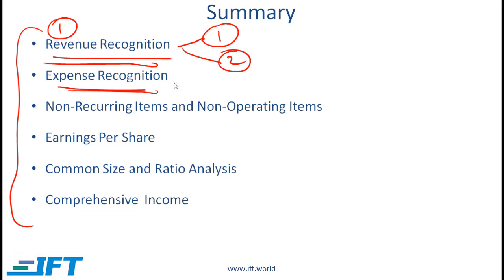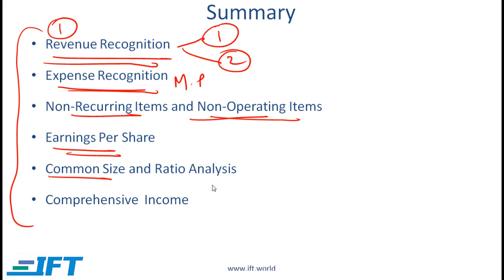Expense recognition, the key point here is the matching principle. Non-recurring items and non-operating items. As an analyst, we need to understand what items will recur in the future, what items will not recur. This helps us make projections. We need to understand how much money is being made from the core operation of a firm versus income that is coming from non-core activities. We need to understand the basic and diluted EPS calculation. So make sure you understand all the examples that we talked about.